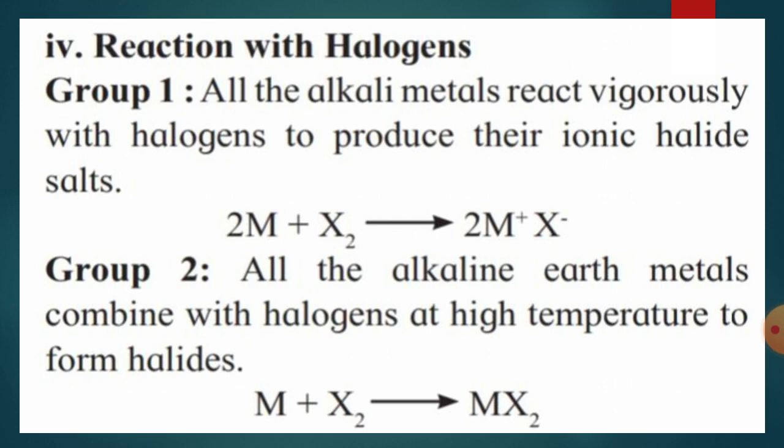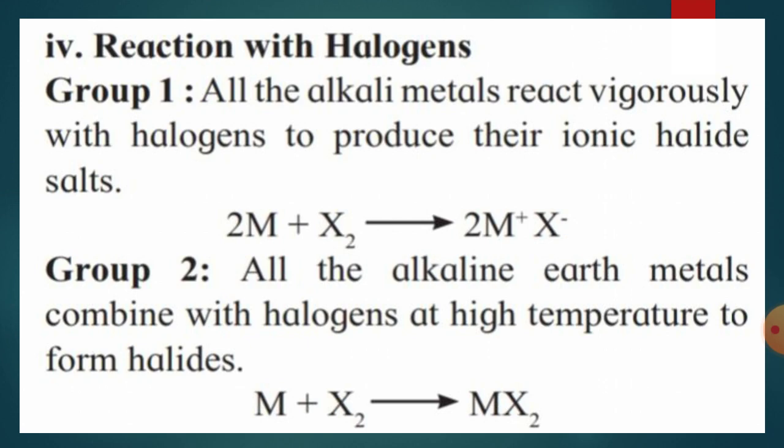Now the next reaction of group 1 is with halogen. What is halogen? Halogen is your group 17 element, that is fluorine, chlorine, bromine, iodine, etc. When group 1, that is an alkali metal, reacts vigorously with halogen, it gets converted into ionic halide salt. So when any of the metal of group 1 reacts with halogen, it gets converted into ionic halide.